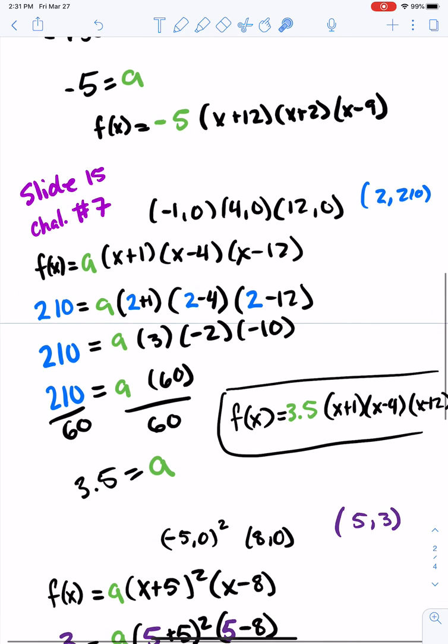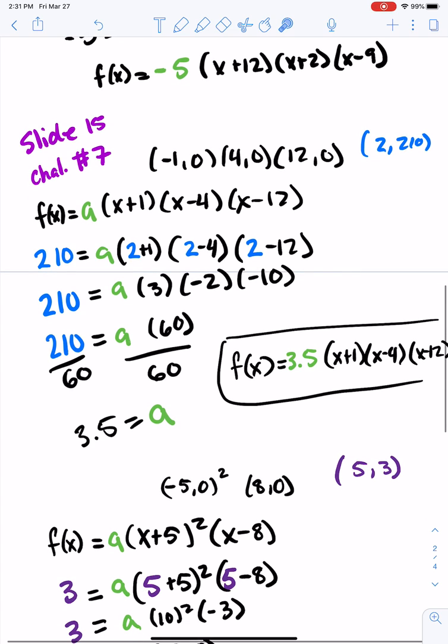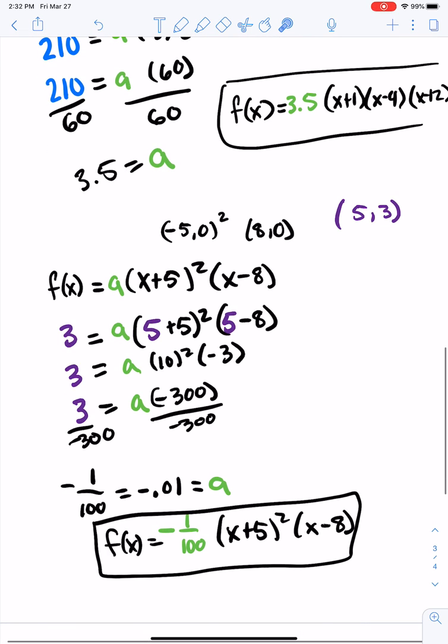Same thing on slide number 15 or challenge number 7. You're given 3 roots and a point. So we're going to do the same exact process again. We set up our factored forms, subbing in an A because we don't know what A is yet, and we leave Y over here. Then we take our Y value of 210, plug it in where Y was. We take our 2, and we plug it in where X was. Solve all the way down, solve for A. A is 3.5.